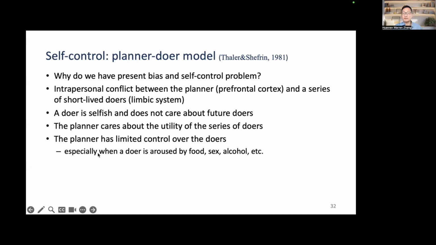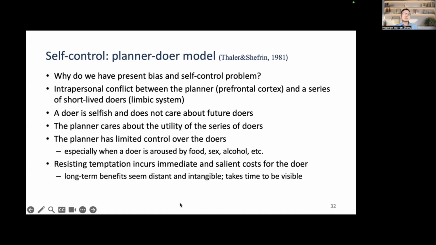And the planner, however, has limited control over the doers, especially when the doer is aroused by alcohol, etc. And that means this visceral influence and the emotional influence is strong. The planner would have limited or even less control. Resisting temptation incurs immediate and salient costs for the doer. And on the other hand, the long-term benefits, even though they may be rewarding to wait for, seem distant and intangible. It would take time to be visible.